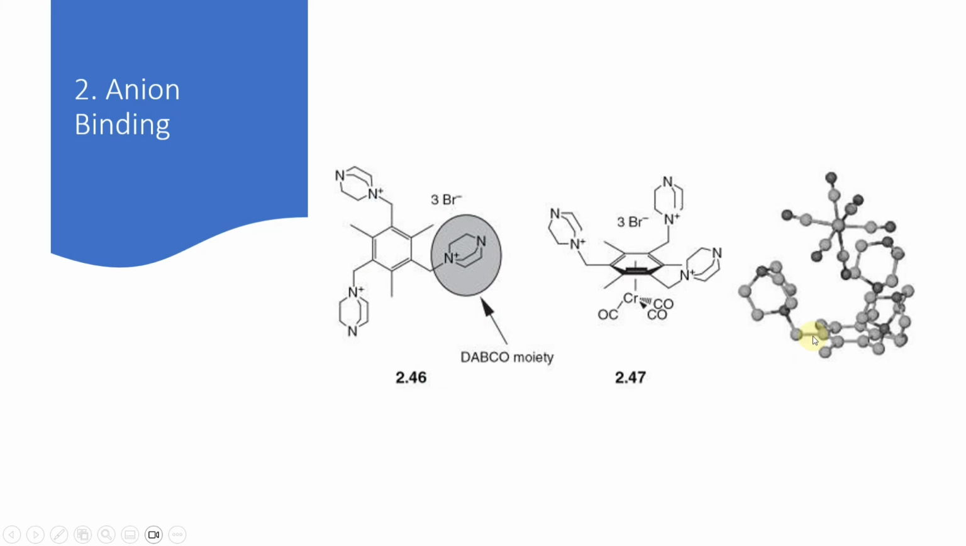So moving on towards the anion binding. In case of the anion binding, we will have an ion that will be binding towards a host species. So in this case, as you can see here, these three bromide ions are binding towards this host, and again these three bromides are binding towards this host.